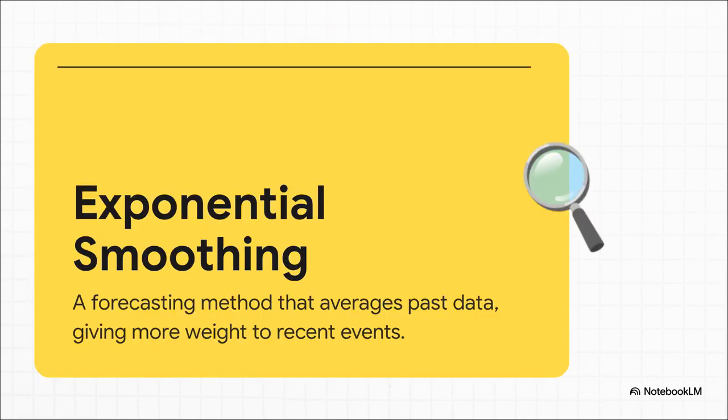At its core, exponential smoothing is just a really smart way of averaging things out. The main idea is simple. What happened last week is probably a much better clue for what's going to happen next week than what happened 5 years ago. So we give more importance, more weight, to the new stuff. This lets our forecast be grounded in history, but still react quickly to what's happening right now.